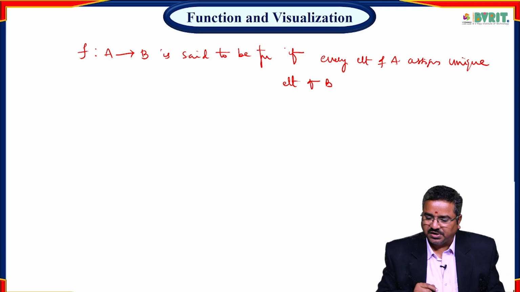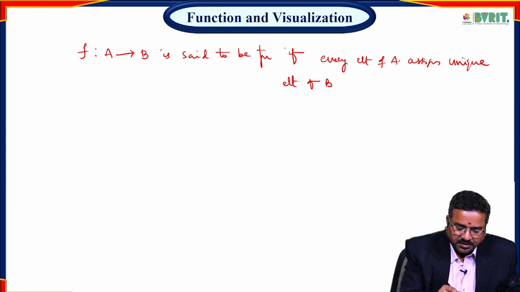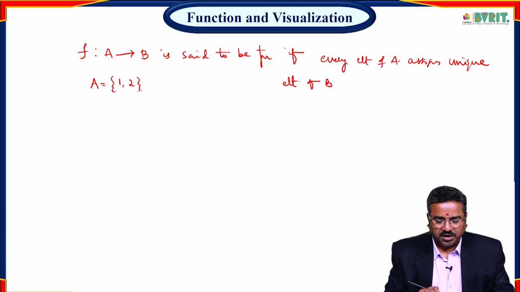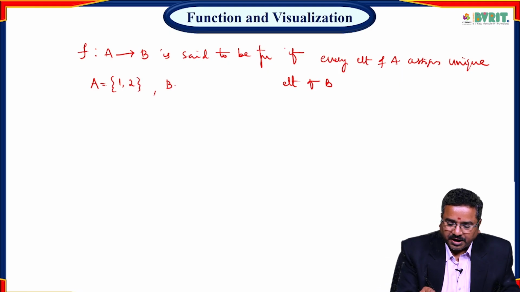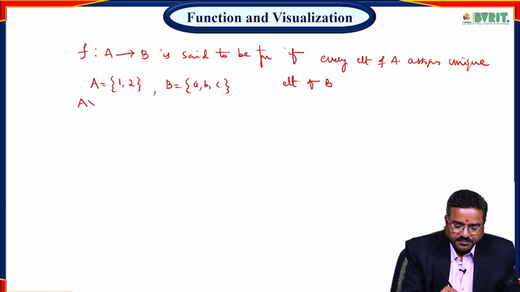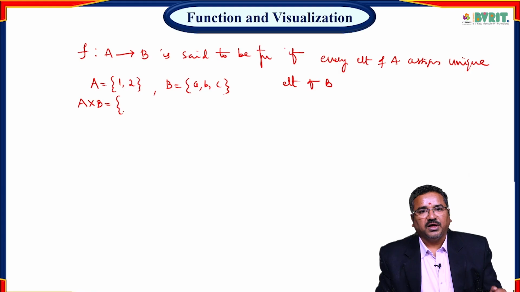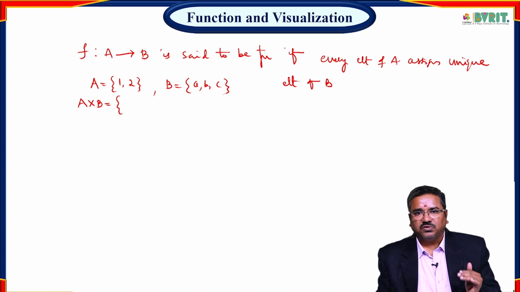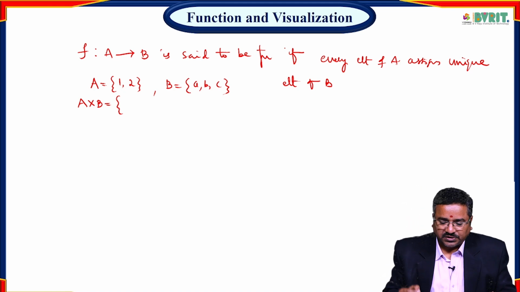Now let us discuss one example. For example, I will take A equal to {1, 2}, a set having 2 elements, cardinality is 2, and for B I am taking the elements a, b, c, the cardinality is 3. Now we will construct A cross B. And we know how many members will come in A cross B: the number of elements of A times the number of elements of B. A has 2 elements, B has 3 elements, so A cross B has 2 times 3, 6 elements.